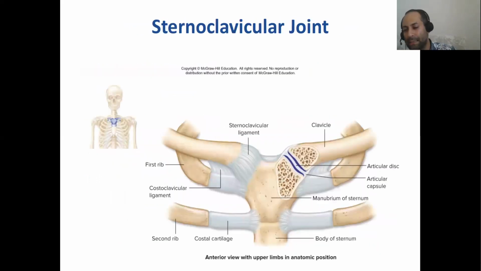So these are your shoulder joints. That includes your clavicle, which is your collarbone, right? Your clavicle has a sternal end, which is a synovial joint with the sternum, and then also an acromioclavicular joint, which would be on the lateral side over here.